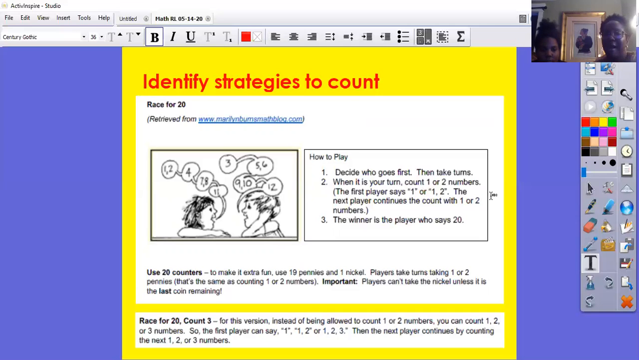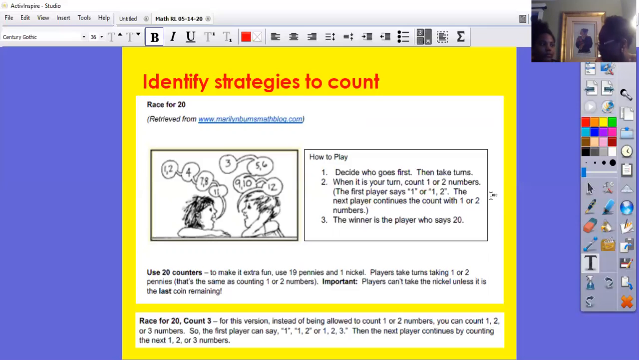So let's try it again, but this time we're going to move up to the next one. Down here it says you can race for 20, count 3. For this version, instead of being allowed to count 1 or 2 numbers, you can count 1, 2, or 3 numbers. So the first player can say 1, 1, 2, or 1, 2, 3. Then the next player continues by counting the next 1, 2, or 3 numbers.